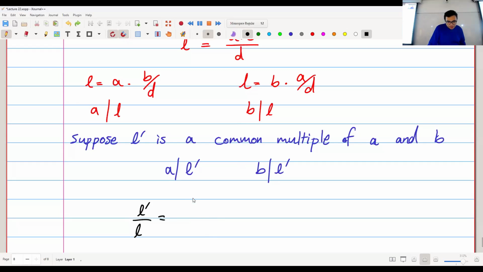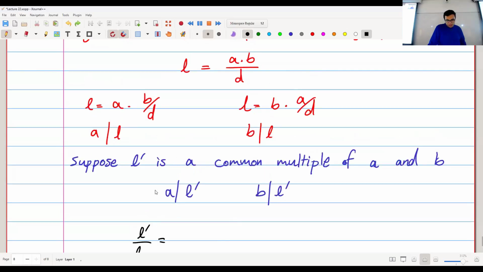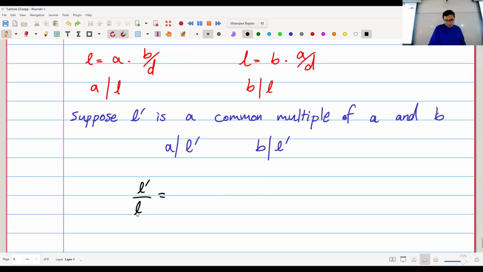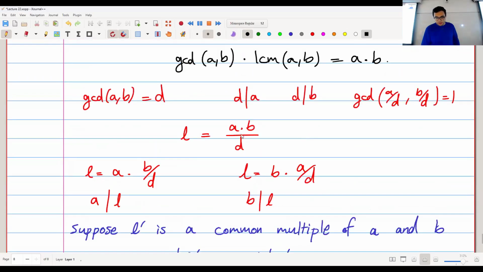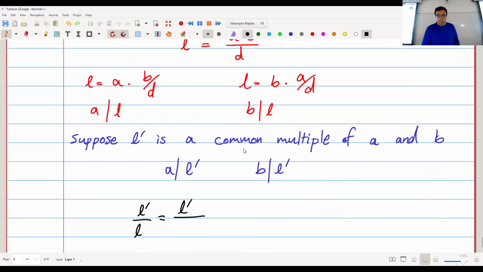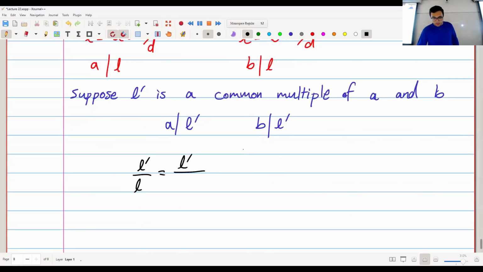So what do I want to say? I'm saying that L prime is a common multiple of A and B. I want to say that L prime is a multiple of L. So this is L prime, and L was A times B over D. So this is L prime times D over A times B.